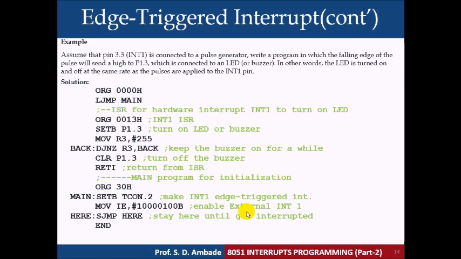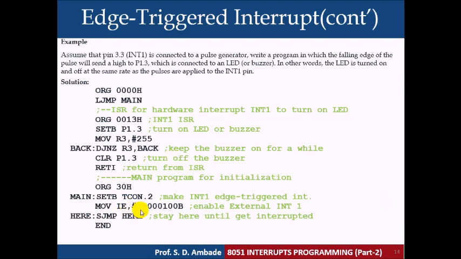Let's start the program. ORG 00H for the origin of the program. LJMP main is to bypass our interrupt service routine. This is our main program. Start with SETB TCON.2 to make INT1 an edge trigger interrupt. When the falling edge of the signal is applied to pin INT1, the LED will turn on momentarily.